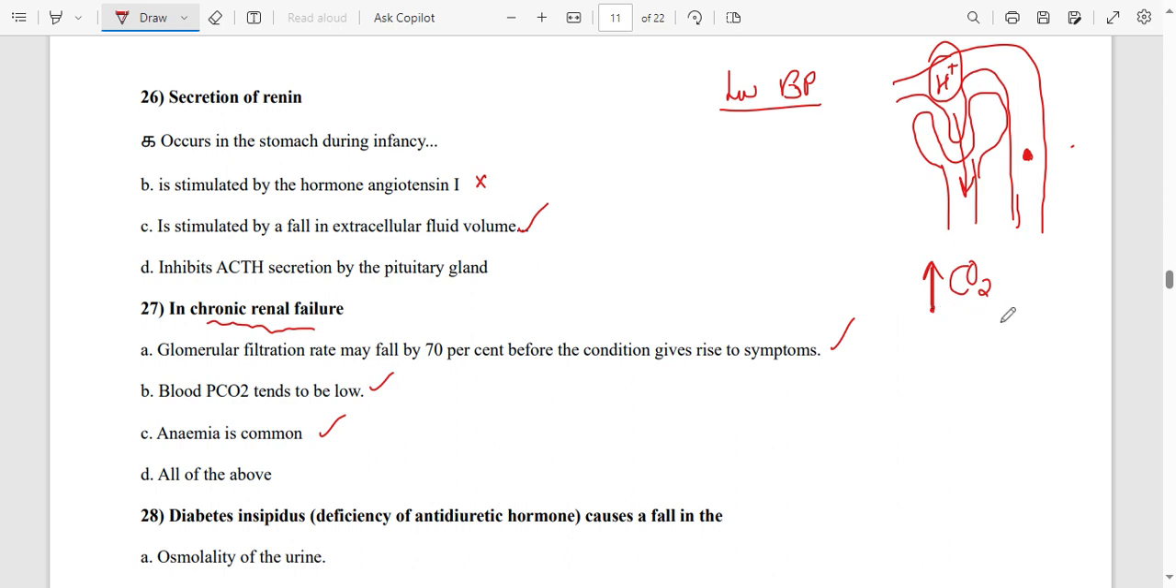You also have the messenger cells, which are involved in the production of erythropoietin. And erythropoietin is necessary in the formation of red blood cells. So if the kidney is not functioning well, it will affect the production of erythropoietin, which affects the production of red blood cells, and that leads to anemia. So this means that all of the above.